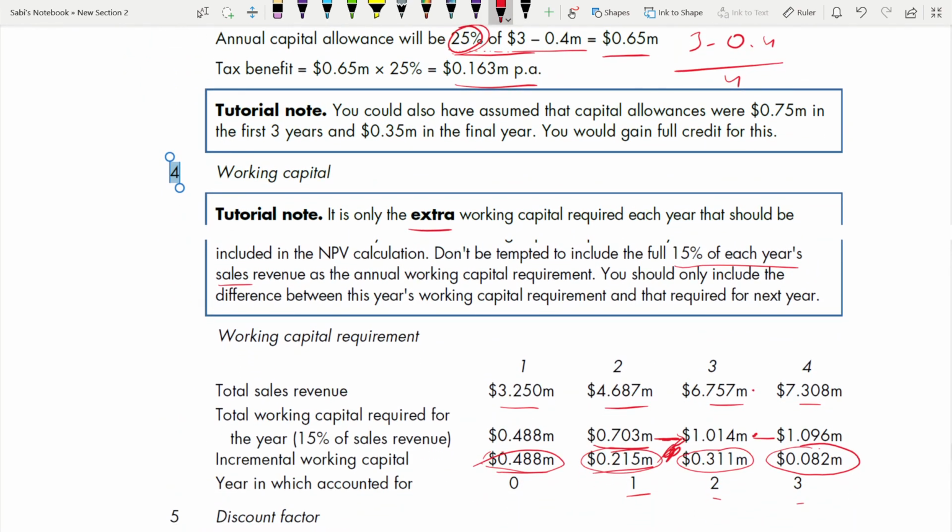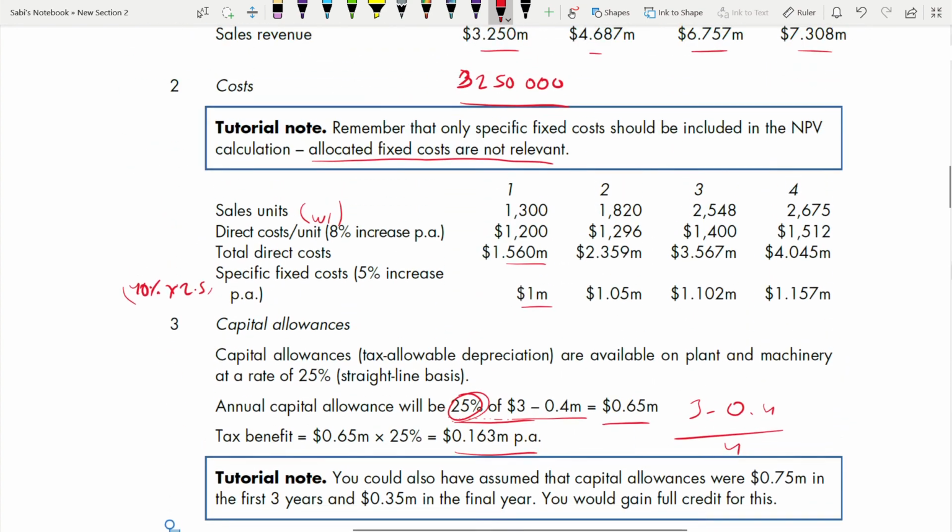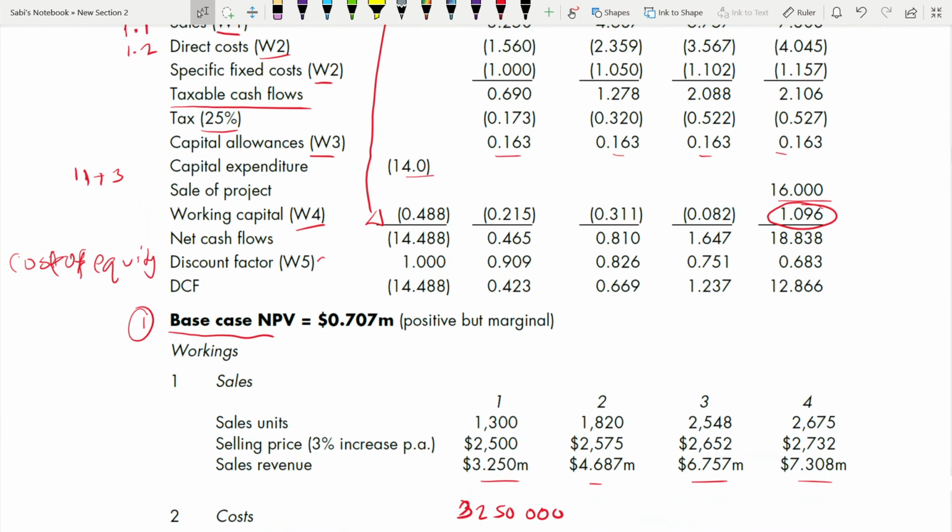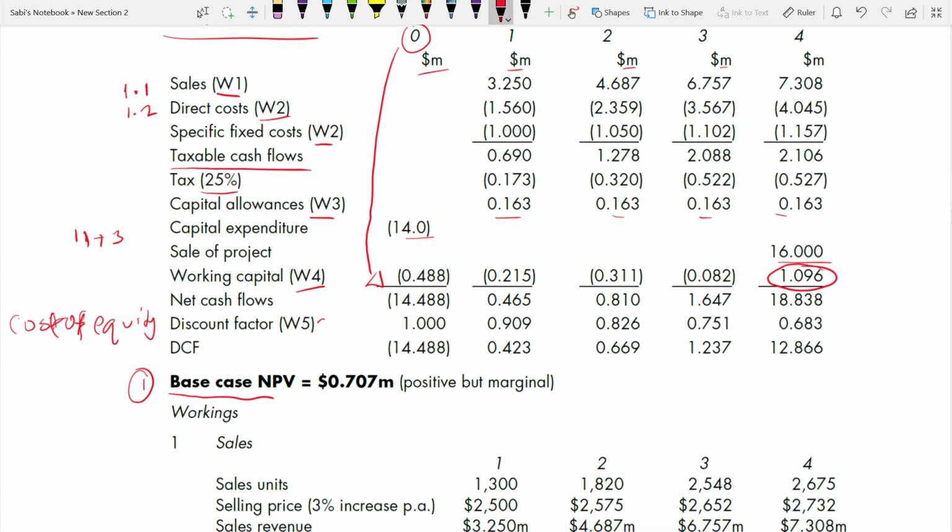It is this, the fourth year, 15% of that, the fourth year's working capital, right? There is another way of getting it. Just keep adding all this working capital, all the four working capital, the total has to be 1.096. That's how you get the total working capital, which has to be released at the end of the year.